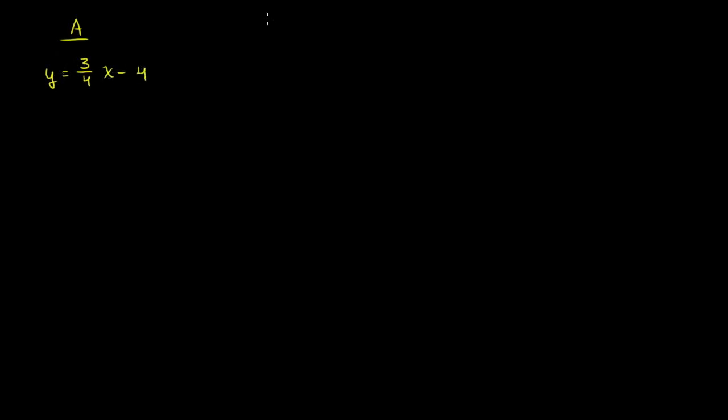Line B is 4y minus 20 is equal to negative 3x. And then line C is negative 3x plus 4y is equal to 40.